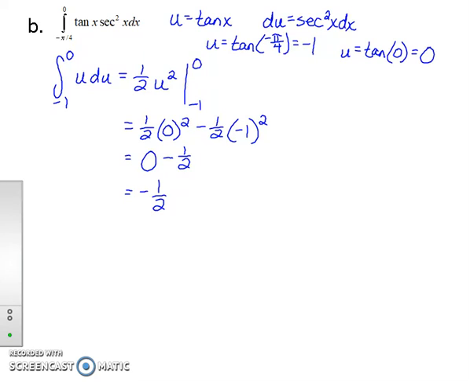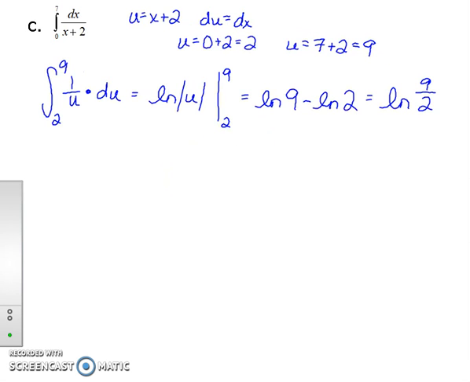All right, so my final answer to B was -1/2. I chose my u to be tangent of x, which made du secant squared x dx. So that was a real easy change to just u du inside of my integral. But I also had to change my boundaries by substituting them into tangent of x. So my new boundaries became -1 to 0, integrated, substitute top minus bottom, and you end up with -1/2 there.